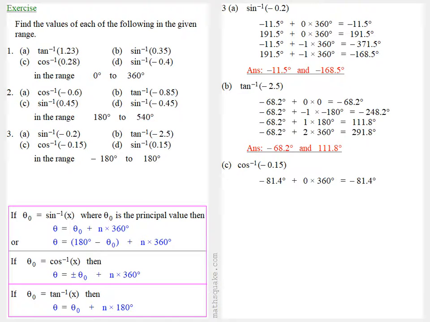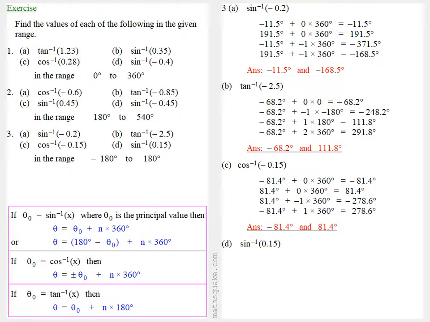In part C, we want the inverse cosine of minus 0.15. Well, the calculator gives minus 81.4 degrees, so we also want plus 81.4 degrees. Now, we can subtract 360 degrees from them, and we get the table below. In the table, we see that the only values in the range we want are minus 81.4 degrees and plus 81.4 degrees.